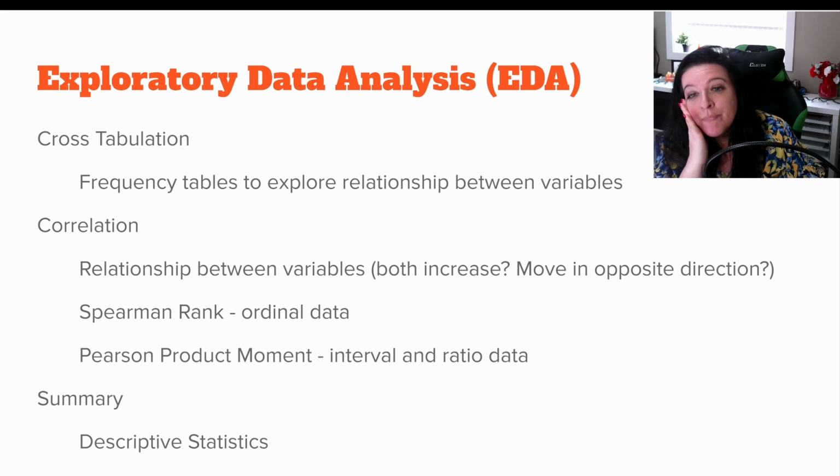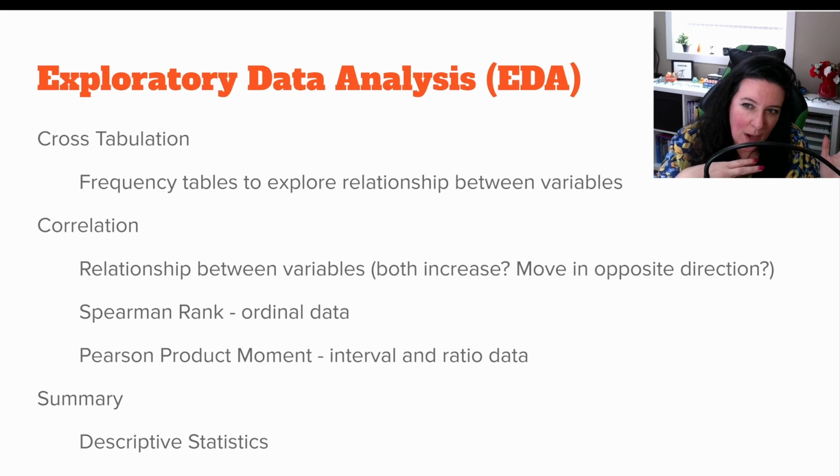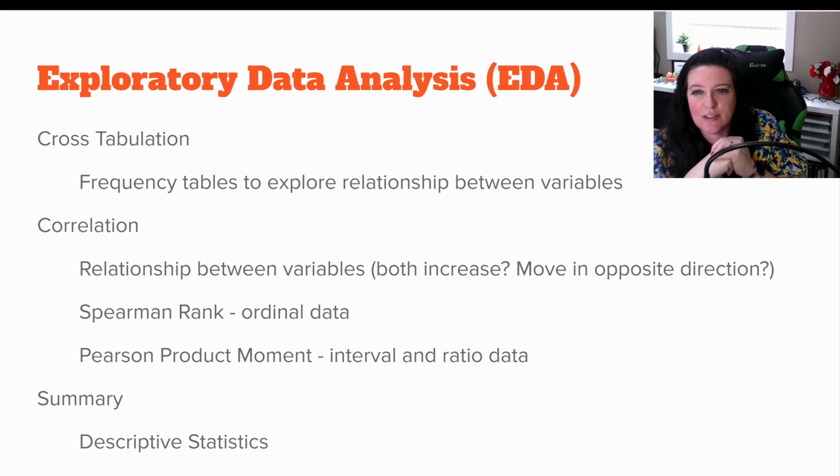So we can create these frequency tables to help us explore if there's relationships between variables. The other thing we can do is we can look at correlation. And if we've coded the data, we can just do a correlation table for a bunch of data and look at, are there relationships between any of the variables? When one goes up, does the other go up? Do they move in opposite directions?